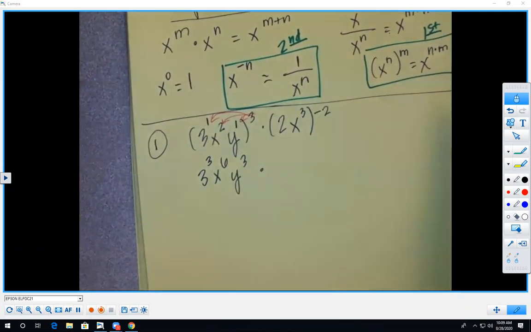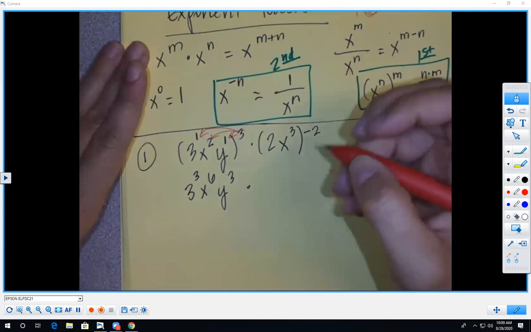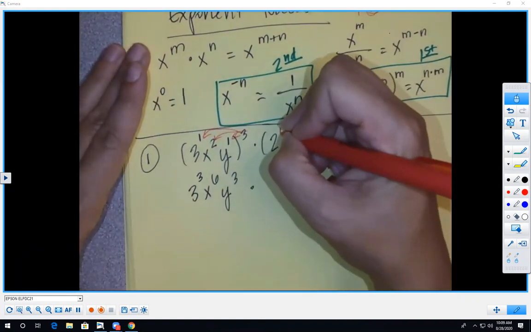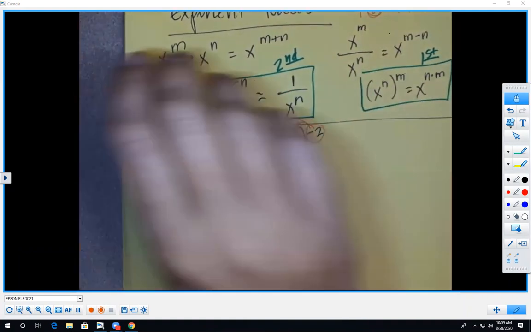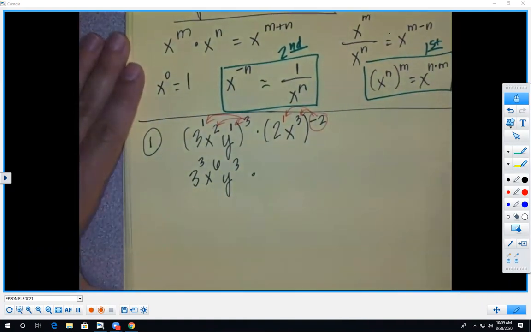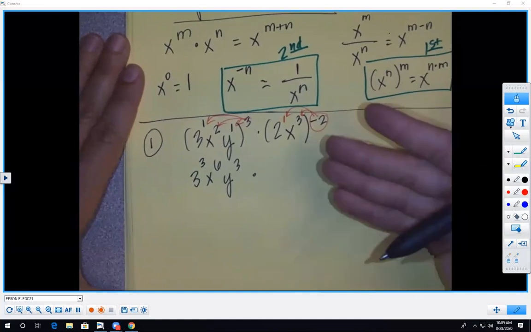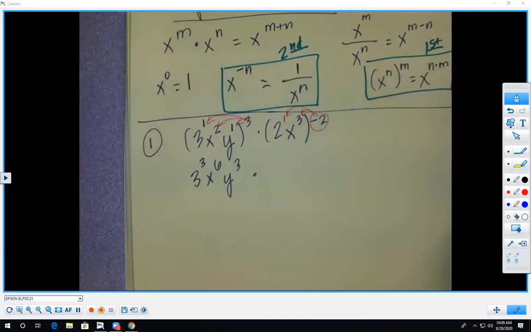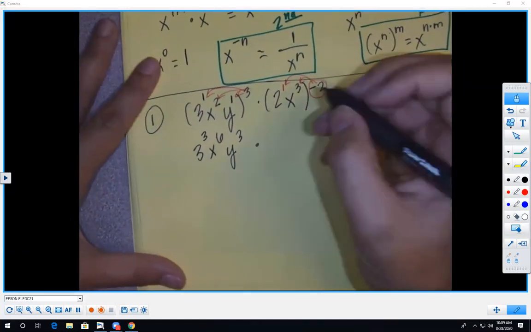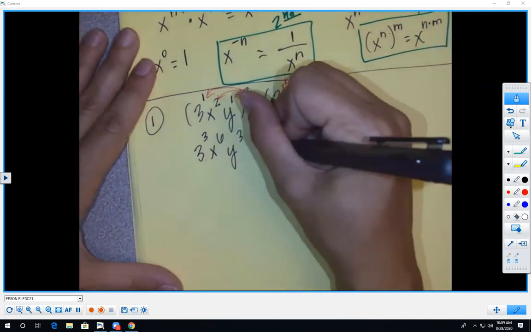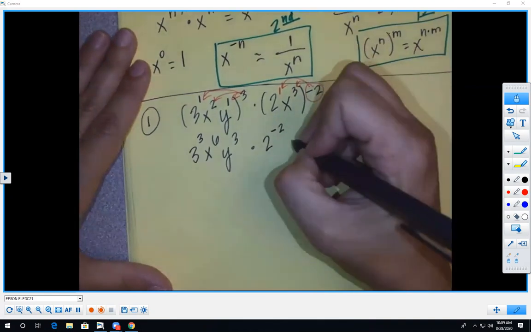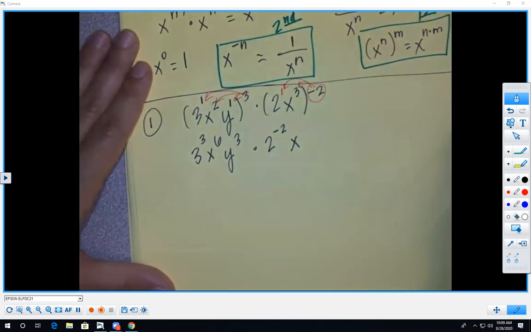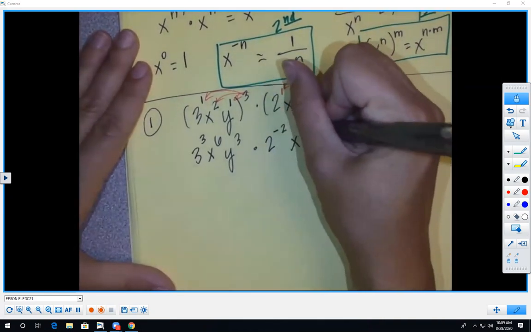I'm going to do the same thing over here in my other set of parentheses. The 2 has an exponent of 1. I'm going to distribute my negative 2 into both of those. Again, you don't have to do it in this order. If you wanted to fix the negative exponent first, you're more than welcome to do that. It doesn't matter. So 2 to the negative, I'm sorry, 1 times negative 2 is negative 2. And x to the 3 times negative 2 is negative 6.